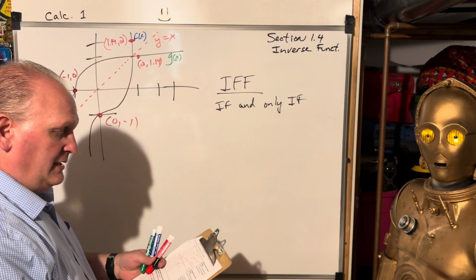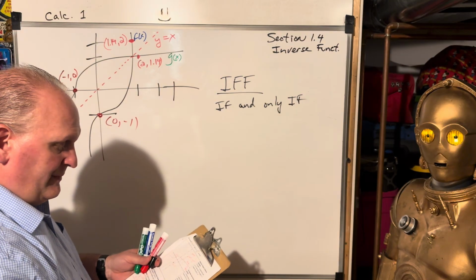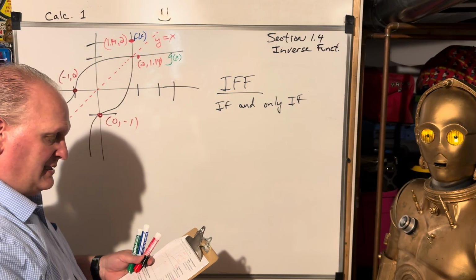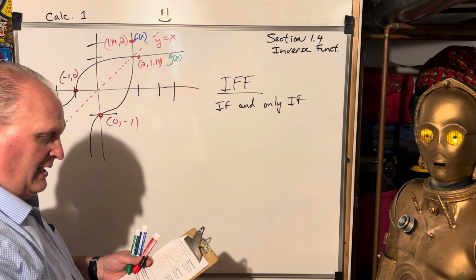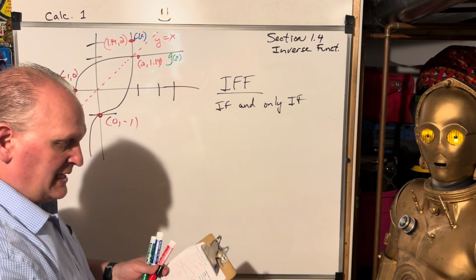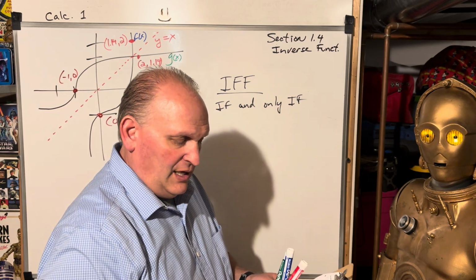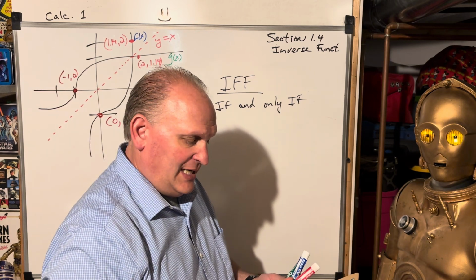So if f is strictly monotonic, that means it goes in one direction on its entire domain, and then it is a 1-to-1 function and therefore has an inverse function. The horizontal line test can be used to determine if a function is monotonic.